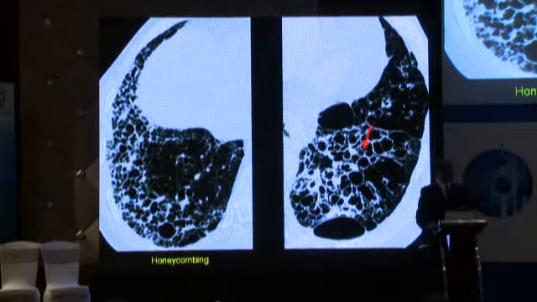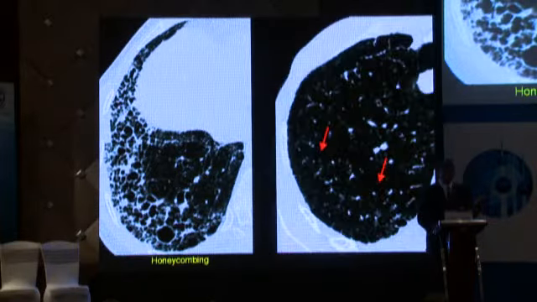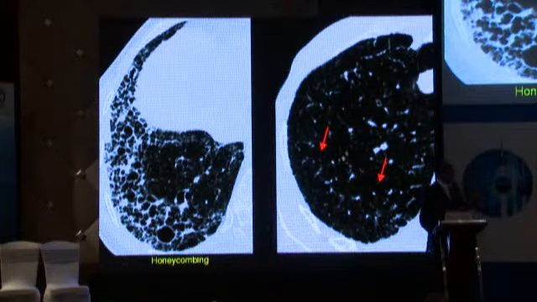Now there are 3 other conditions that present as cystic diseases or as holes within the lungs. We have this, where you have branching cystic areas going from the hilum to the periphery, and this is typically bronchiectasis. We have cysts without walls with a centrilobular distribution.